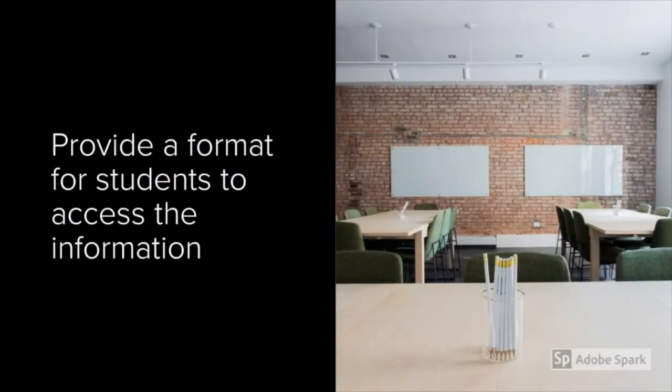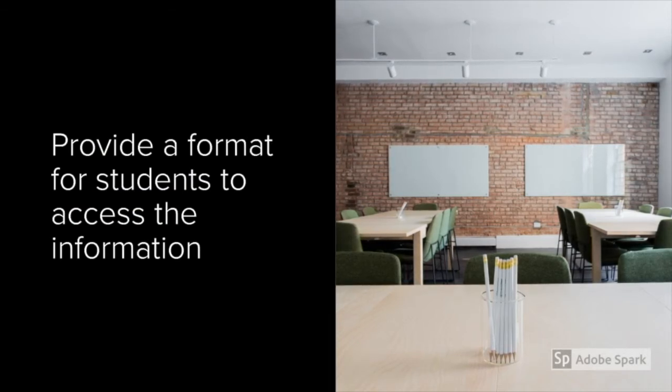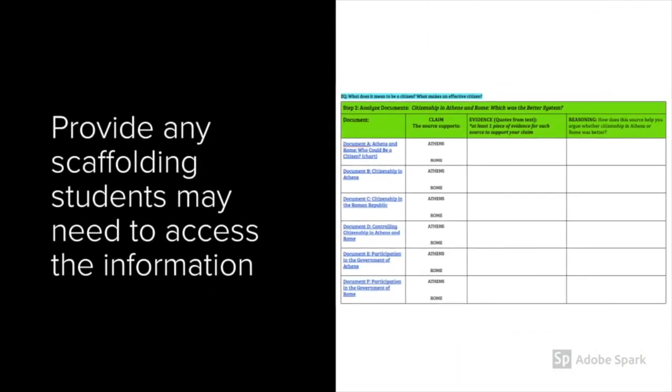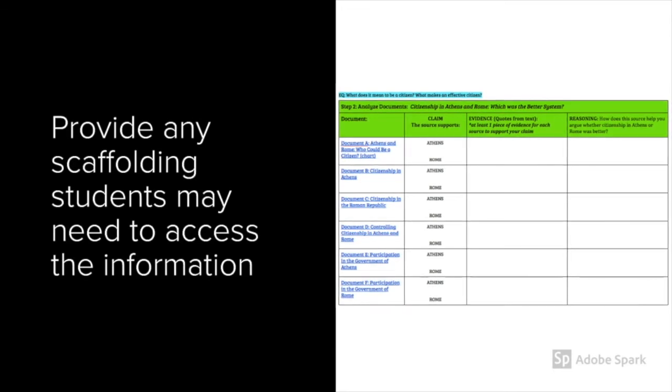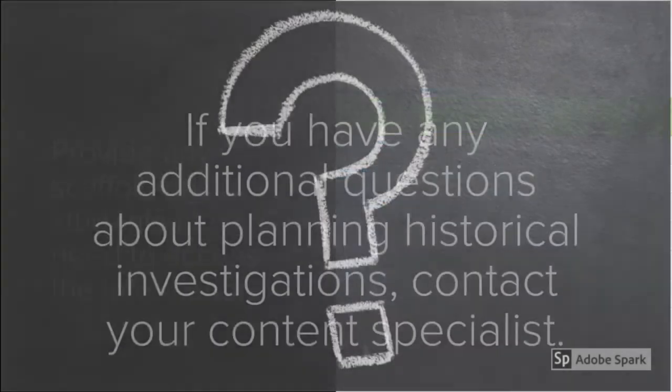Lastly, provide a format for students to access the information. This can be QR codes, Google Classroom, or Docs. Another important part of planning historical investigations is providing any scaffolding that students may need in order to access the information. This can be in the form of questions or graphic organizers.